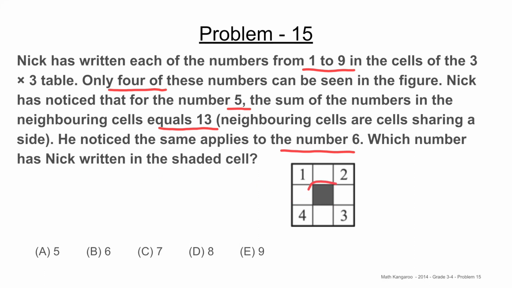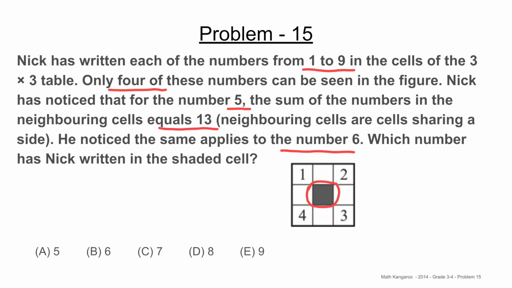So we have to find the number written in this shaded cell. So what is our clue? Our clue is the number next to the 5. If the 5 comes in here, then this number should sum up to 13. Similarly, if there is a 6 coming up, then the sum would be 4 plus some number here plus 3 should give us 13. So let's solve it together.